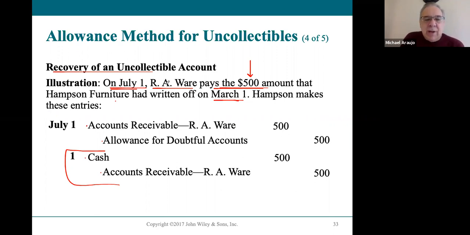Why would a customer like R.A. Ware want to pay a bill like this after so long?